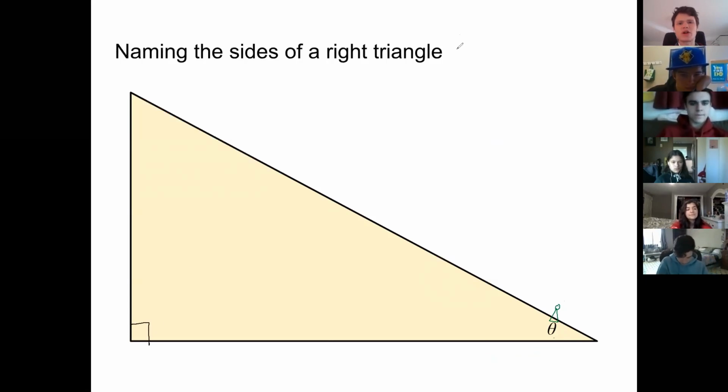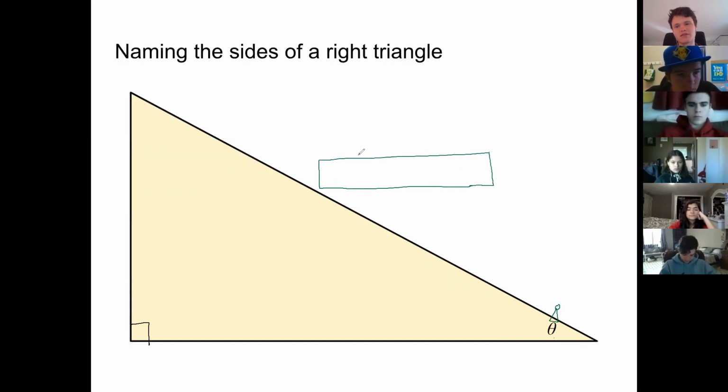What we do with these right triangles is we name the sides in relation to that angle. Okay, to some angle. We name the sides in relation to that angle. Let's start with this one, right? This side here has a special name. It's the one across from the 90-degree angle. Do you remember what it is? You may have learned it when you learned about Pythagorean theorem.